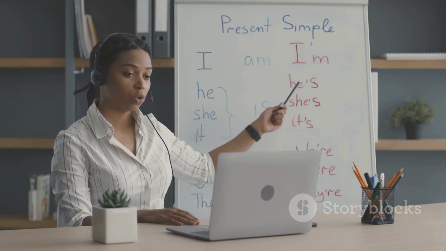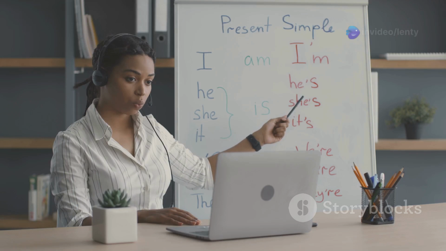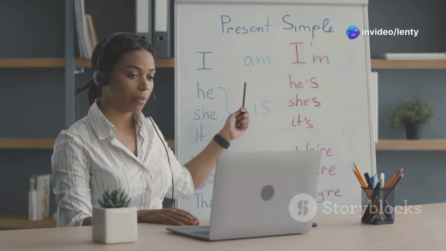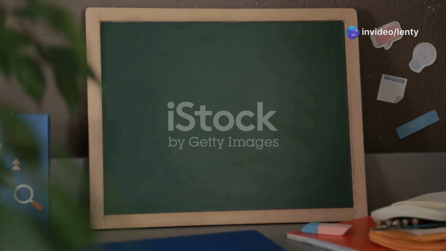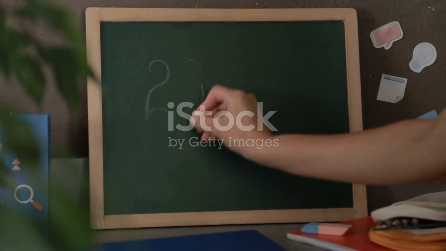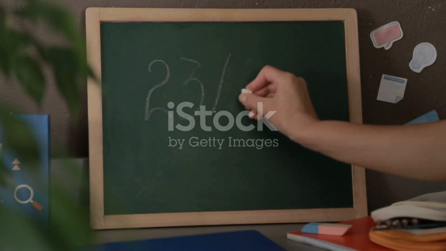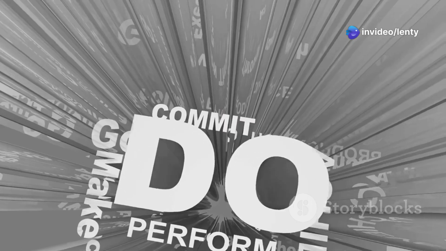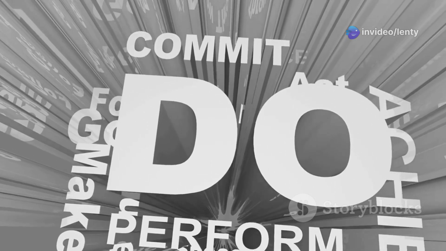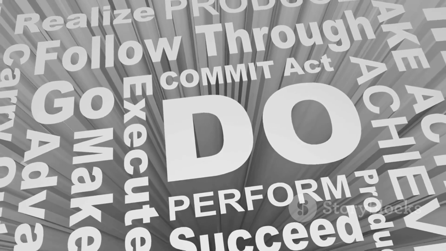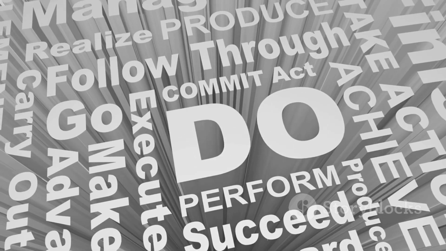Now let's add a dash of no to our present simple sentences with negative forms. This is an essential skill for clear communication in English. To make a negative sentence, we need to introduce the helping verb do or does along with not. This combination helps us negate the action described by the main verb. For example, I do not drink tea. Here, do not negates the action of drinking tea. Notice how do comes before not, and the base verb drink stays the same. This structure is crucial for maintaining the meaning of the sentence while making it negative.